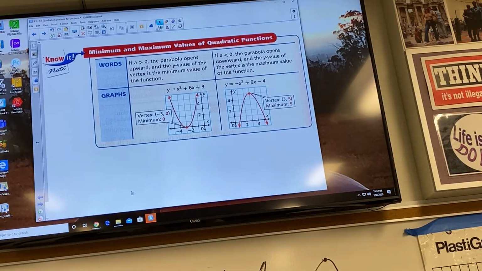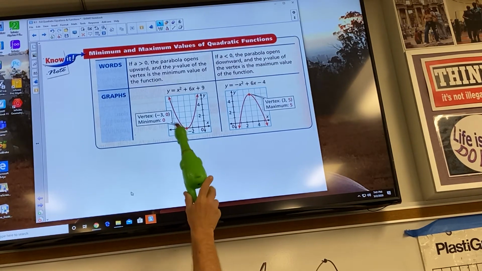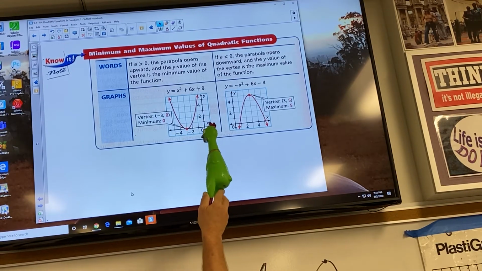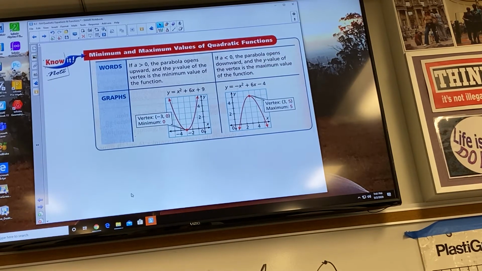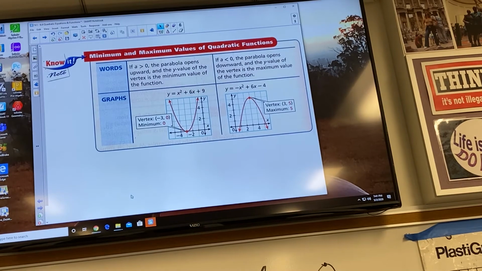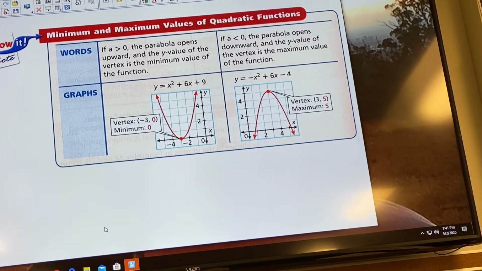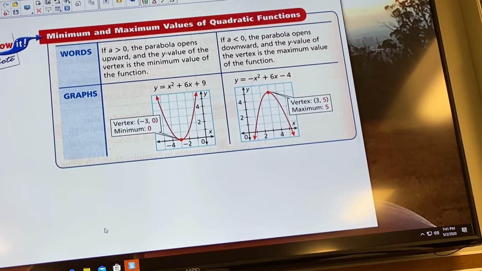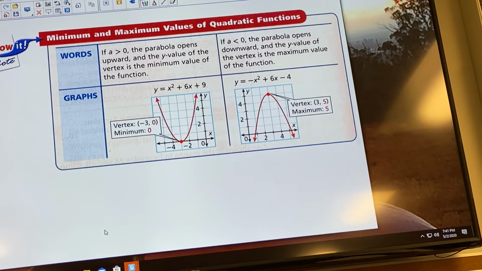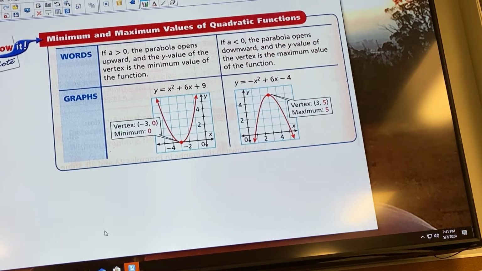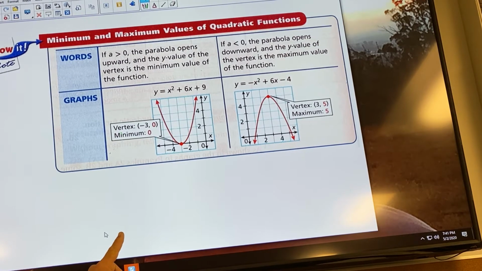So they're showing a couple of things up here. Let me see. This one right here. See how this vertex right here is at negative 3, 0. It happens to lie on the x-axis. So guess what? The vertex is negative 3, 0. It has a minimum value of 0. The minimum or maximum value is not the x coordinate of the vertex. It is the y coordinate. So the vertex of that one is negative 3, 0, so it has a minimum value of 0.